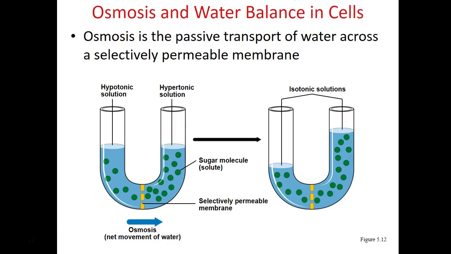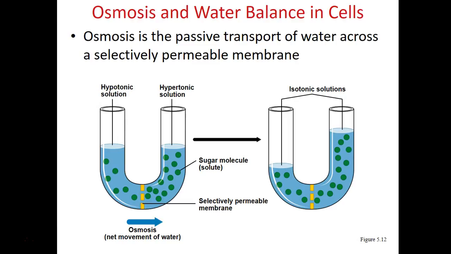Osmosis is a special type of diffusion. It's the diffusion of water across a selectively permeable membrane. So a selectively permeable membrane will only let water pass from one side to the other. And the plasma membrane is a good example of a selectively permeable membrane. It has transmembrane proteins called aquaporins that allow water molecules to move freely from one side to the other.